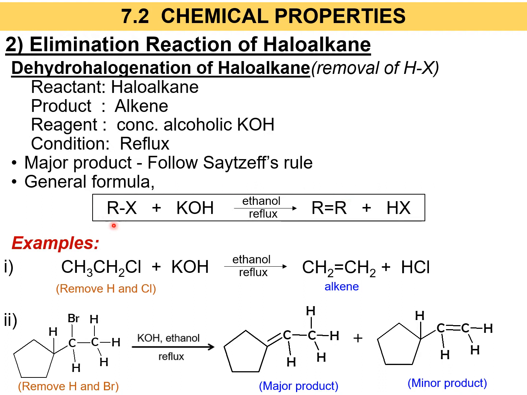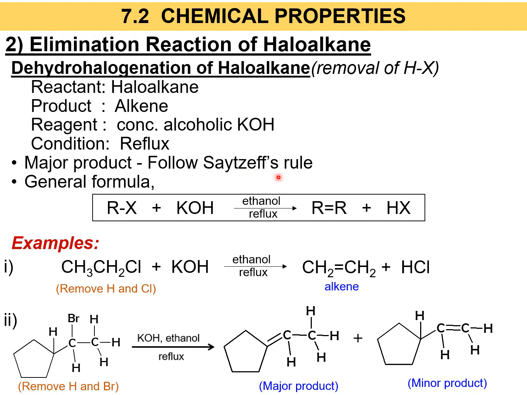Where we use haloalkane as the reactant, and then the reagent that we use is ethanol, sodium hydroxide, and also the condition is reflux, and lastly we will get alkene as the product. And the major product must follow Zaitsev's rule. Zaitsev's rule cakap apa? Ingat lagi tak Zaitsev's rule cakap apa?